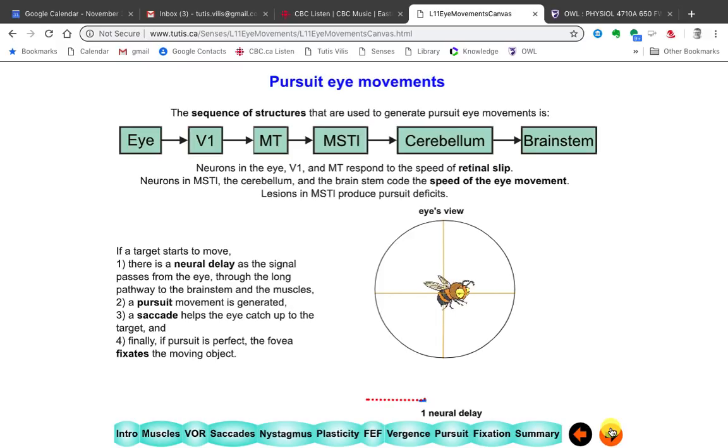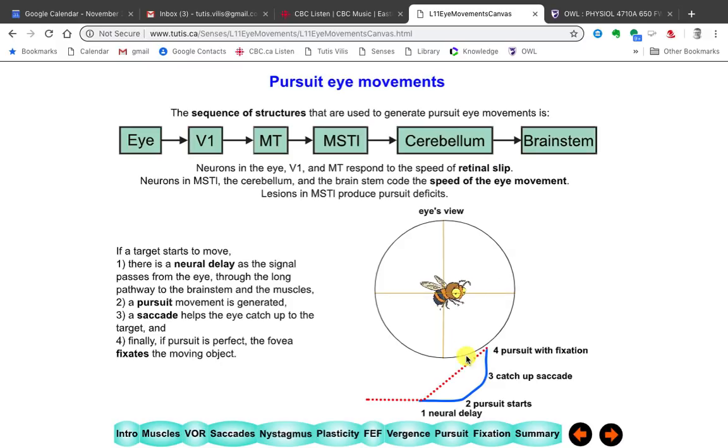Okay, the next eye movement is the pursuit eye movement. Here we are looking at a bee that at first is still and then starts moving. Again, it's still, and then it's focused on the fovea again. Now it starts moving. That takes a while for the brain to register. It makes a vergence eye movement, then a saccade, and then a pursuit with the bee in the center of the fovea.